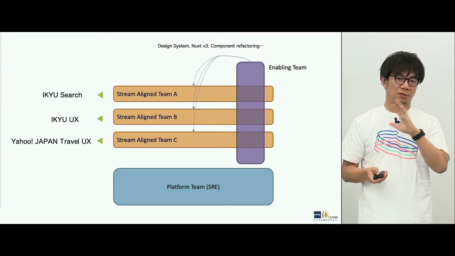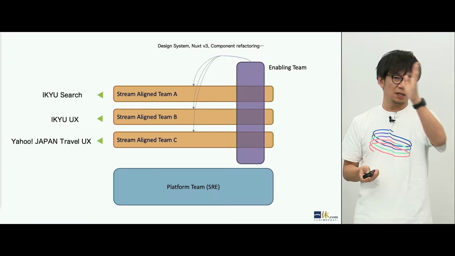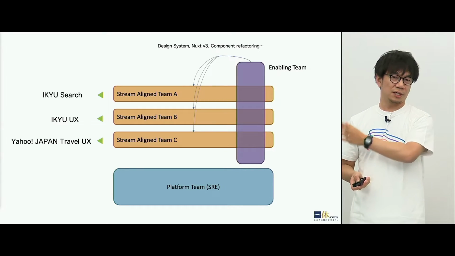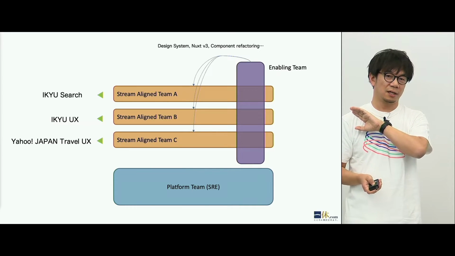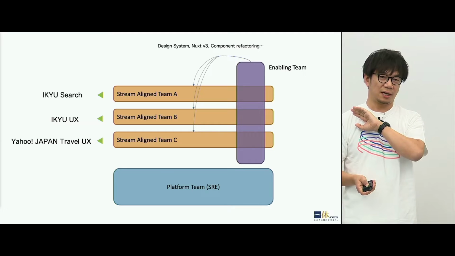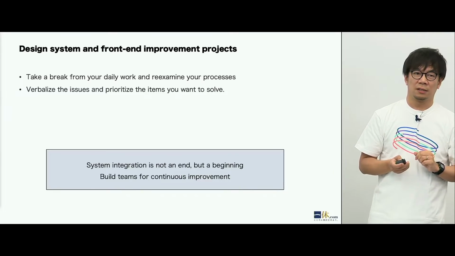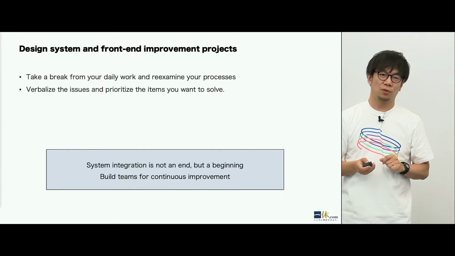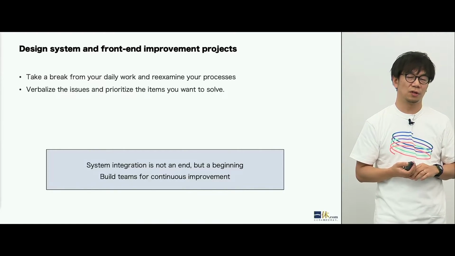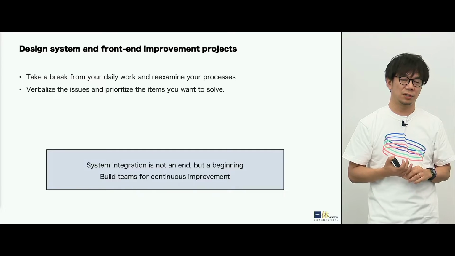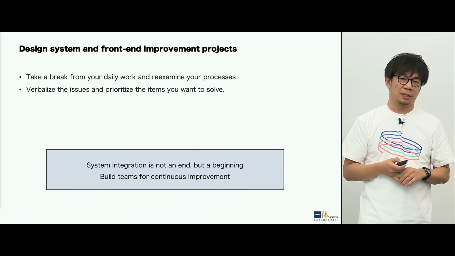This is called an enabling team. The user experience of EQ and Yahoo Japan Travel has a stream-aligned team, and this is a separate team. This is a smaller team with 3-4 people, and this team is responsible for the component catalog and also new technology provision. So after integration of the project, this design system and front-end improvement system were implemented.